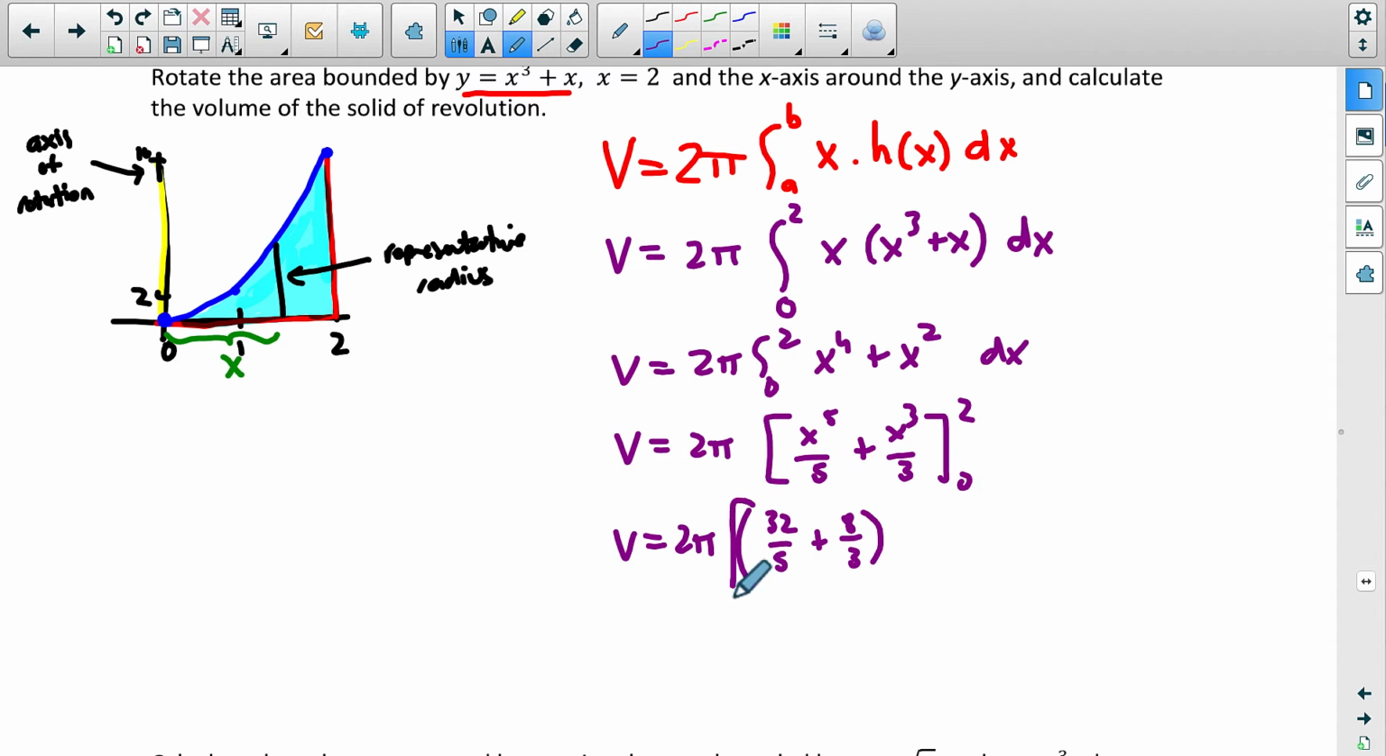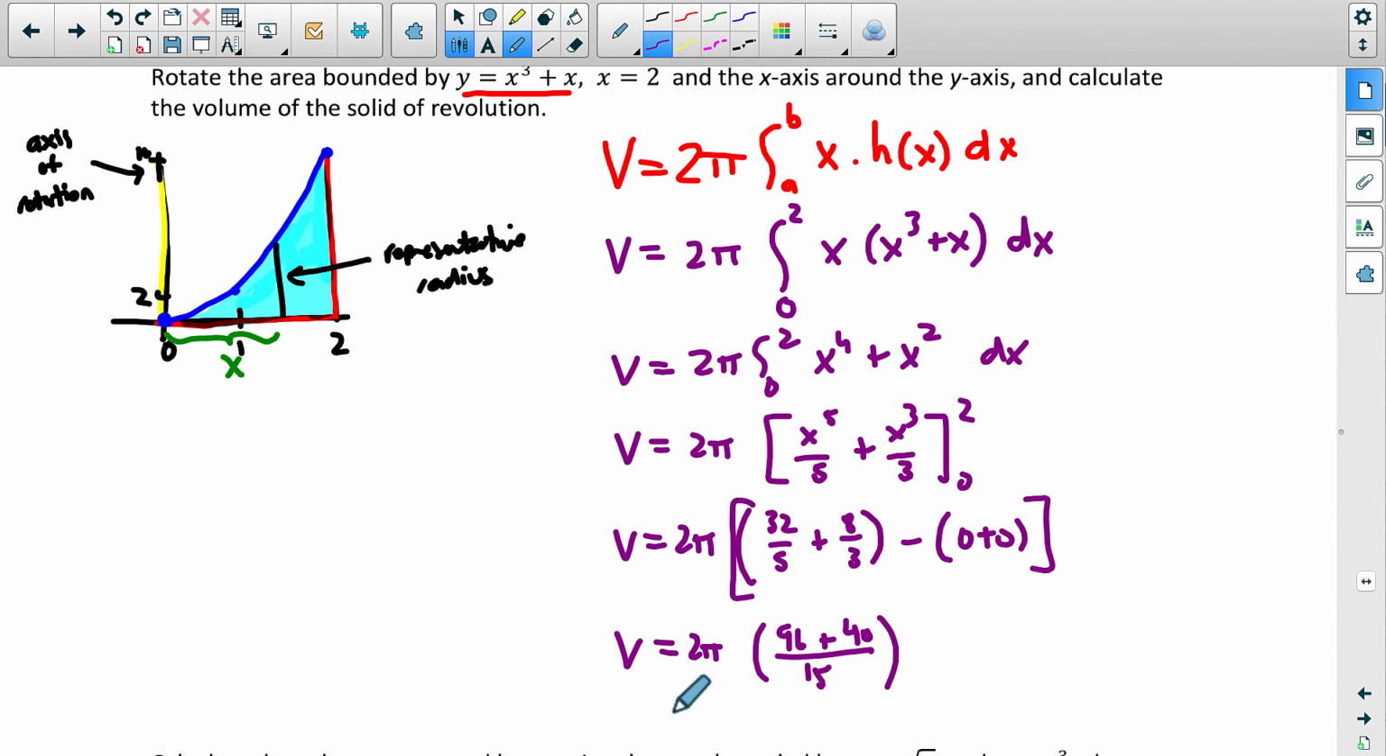And then we would subtract, and we plug 0 in here. Well, that's just 0 plus 0, so that's not going to make a difference. So all we have to do is add these two initial fractions. So common denominator is 15. Multiply top and bottom of the first one by 3, and you get 96. Multiply top and bottom of the second one by 5, and you get 40.